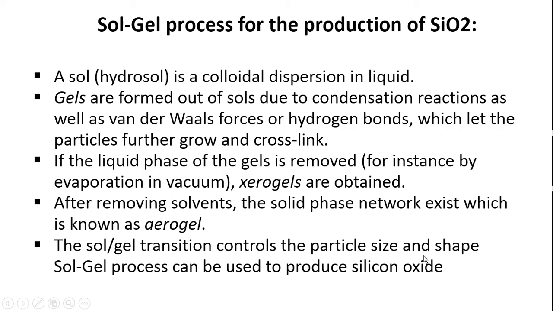Okay. Then the sol gel process. We have seen the sol gel process several times in nano layer formation, and the same technique can be used for the production of SiO2, which is the best example of a sol gel reaction. So what is a sol and what is a gel? A sol, that is a hydrosol, is a colloidal dispersion in liquid. Gels are formed out of sols due to condensation reactions as well as van der Waals forces or hydrogen bonds, which let the particles further grow and cross-link.